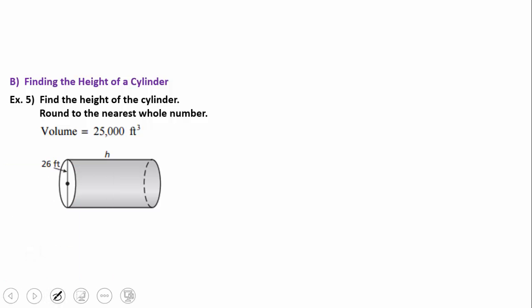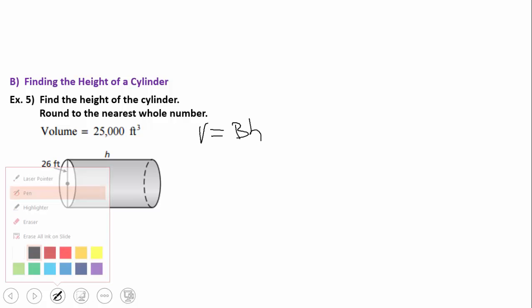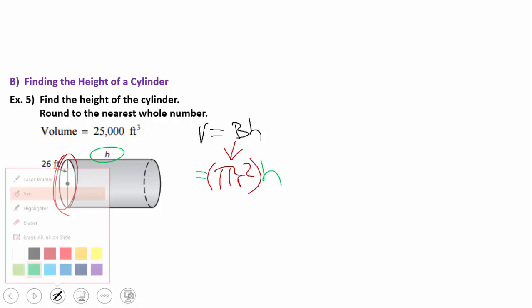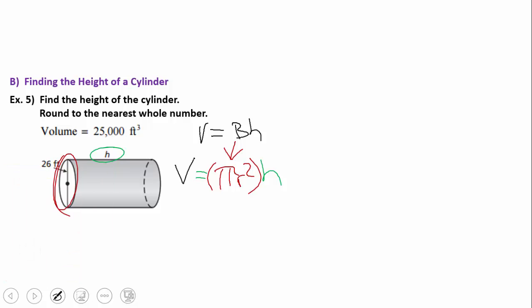One, we have a cylinder. And we know that volume of a cylinder is equal to area of the base times the height. And so we recognize that the base is a circle. So we have pi times the radius squared times the height. Well, we don't know the height. And we know that that's equal to the volume, though. And we take a look at what we have.